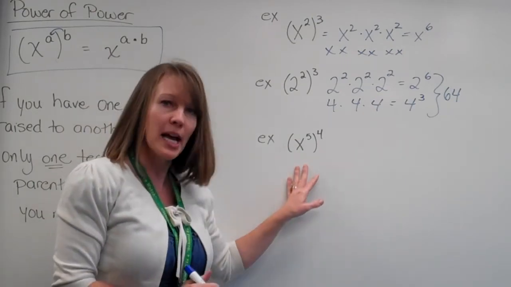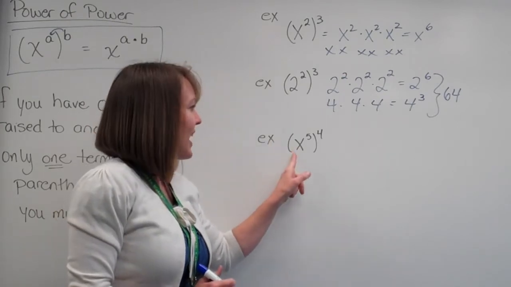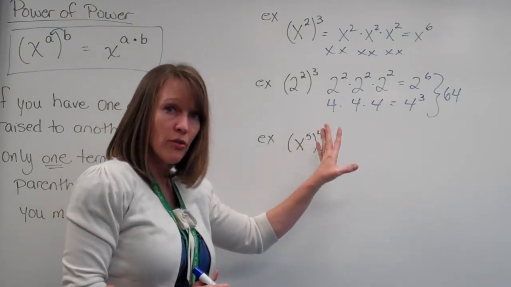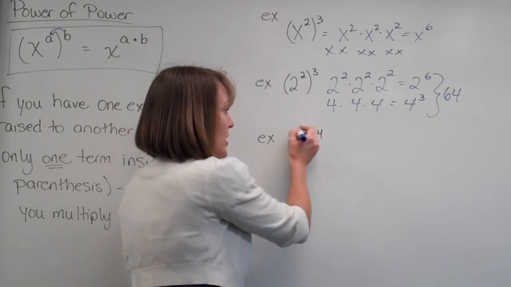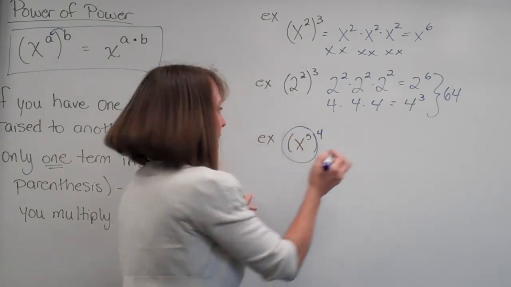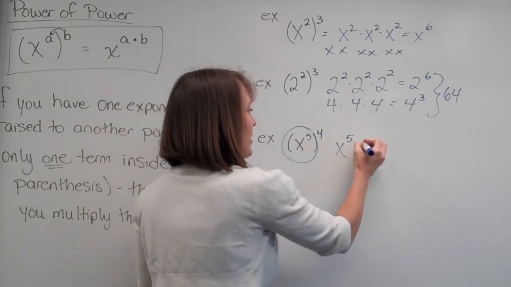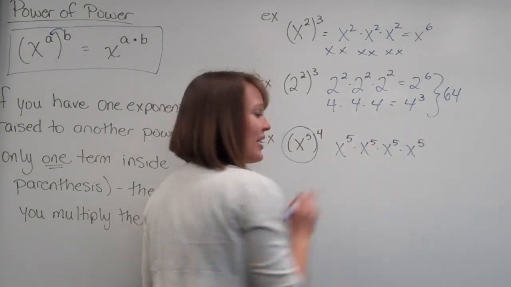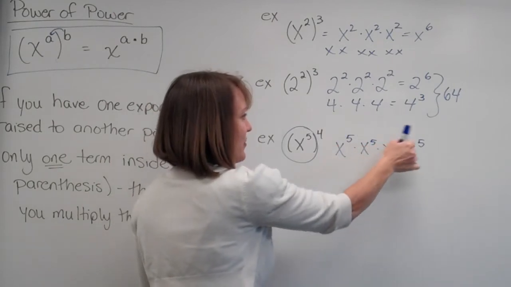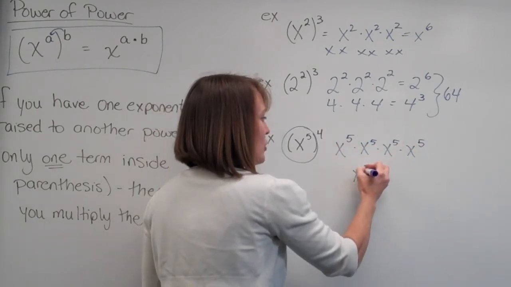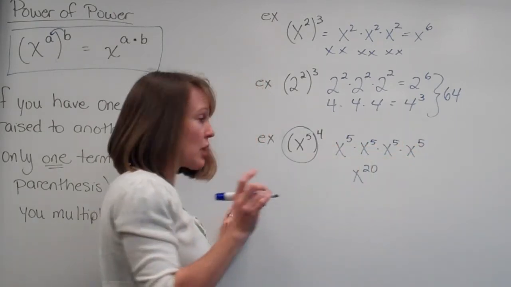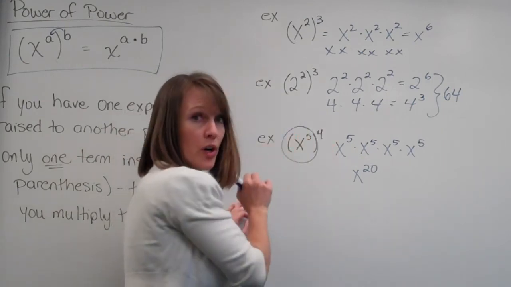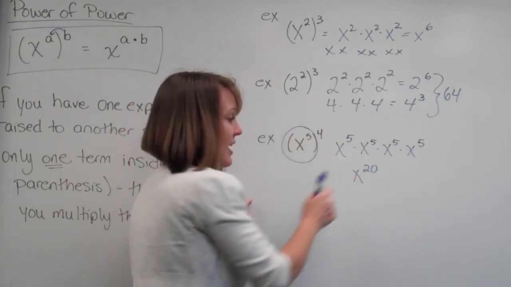All right, let's do one more example and make sure you got this. So we have x to the 5th raised to the 4th. So that means we're going to do this base 4 times. So this is going to be x to the 5th times x to the 5th times x to the 5th times x to the 5th, which is 5, 10, 15, 20, x to the 20. Our shortcut would be 5 times 4, because it's a power to the power, which gives us x to the 20th.